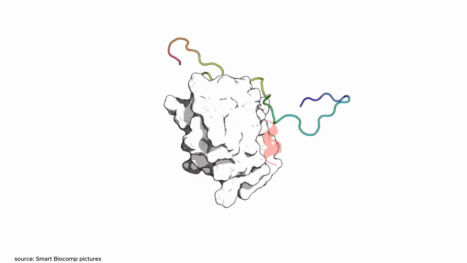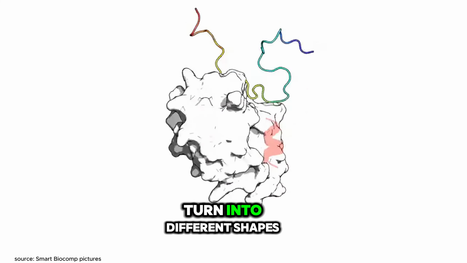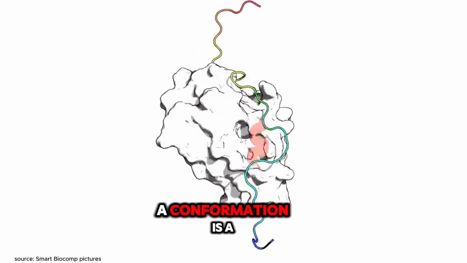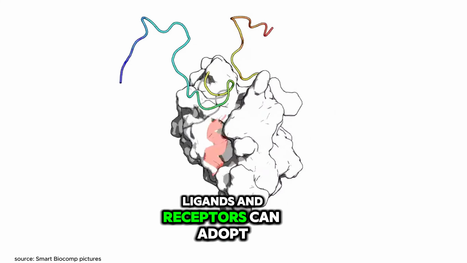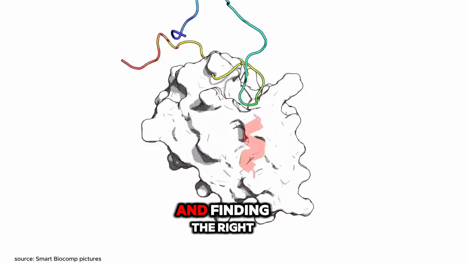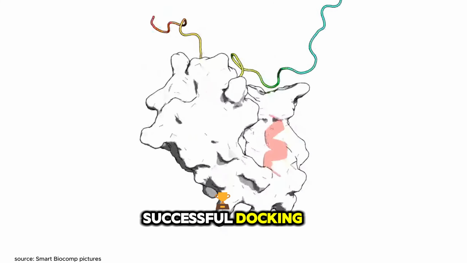Conformation. Molecules aren't rigid. They can twist and turn into different shapes. A conformation is a specific 3D arrangement of a molecule's atoms. Ligands and receptors can adopt multiple conformations, and finding the right one is key to successful docking.